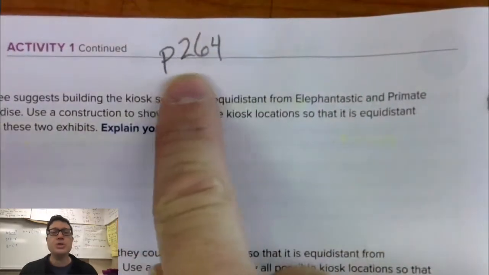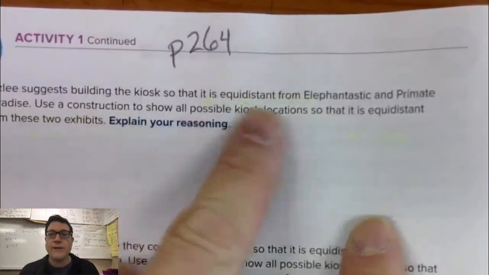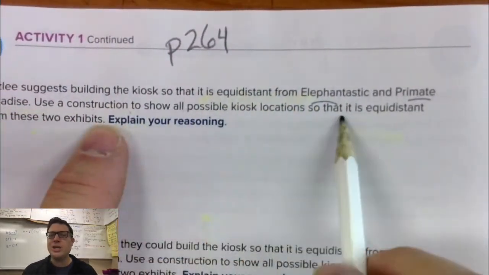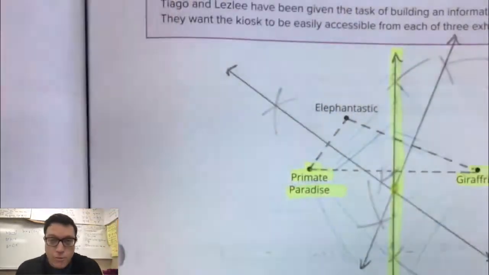What's up, everyone? Page 264. This is a continuation of Activity 1. Have your geometry tools, but you should already use the example from page 263. Go back and take a look at that video if you haven't yet.